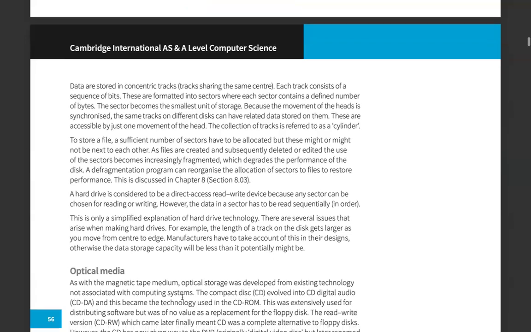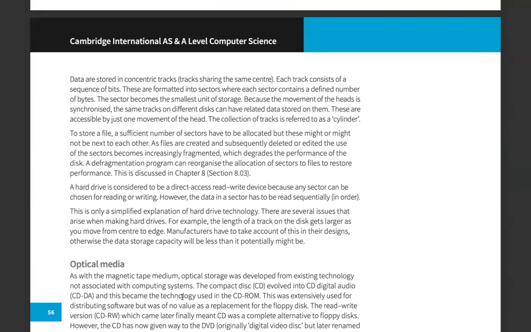A hard drive is considered to be a direct access read-write device because any sector can be chosen for reading or writing. However, the data in a sector has to be read sequentially because there's an order. Because of that, we have to read it sequentially in order. This is only a simplified explanation of hard drive technology. There are several issues that arise when making hard drives.